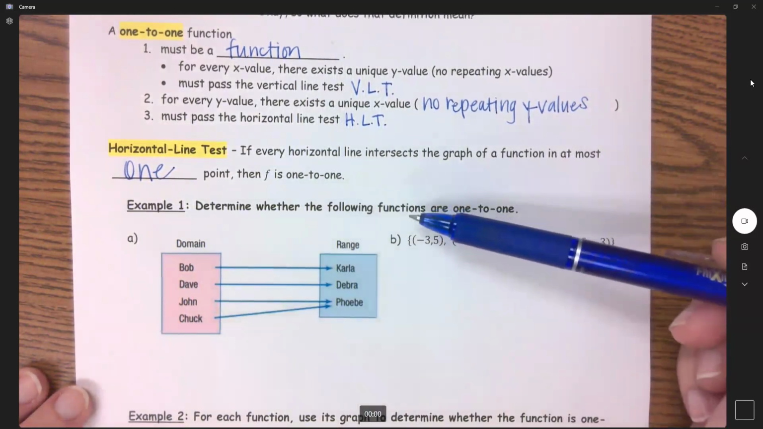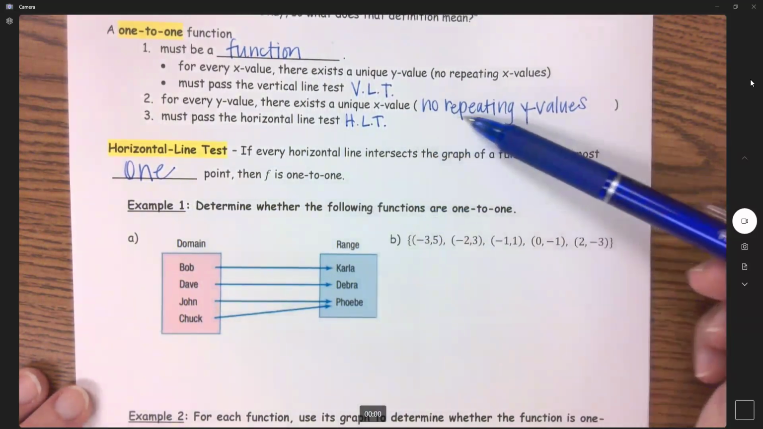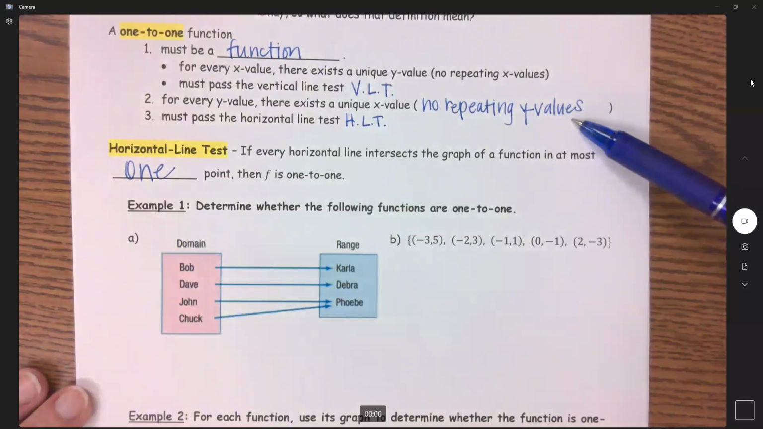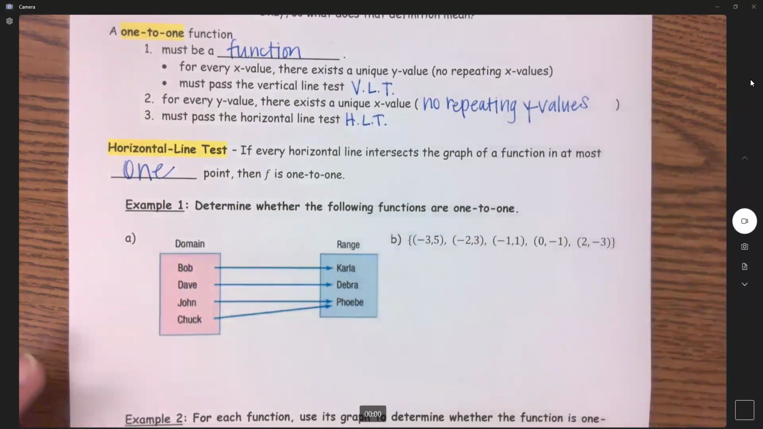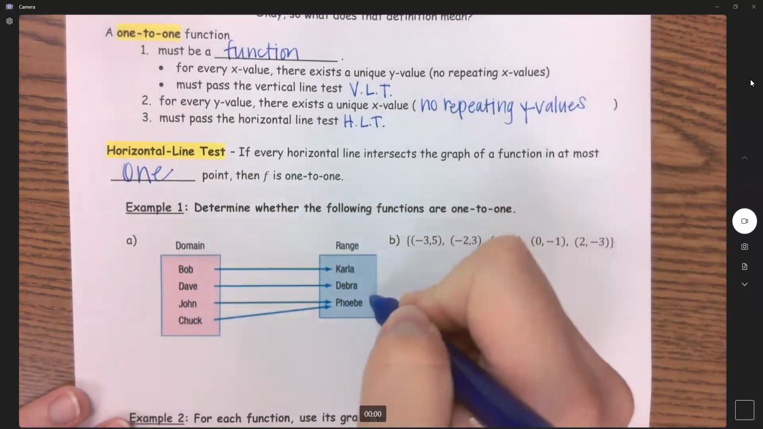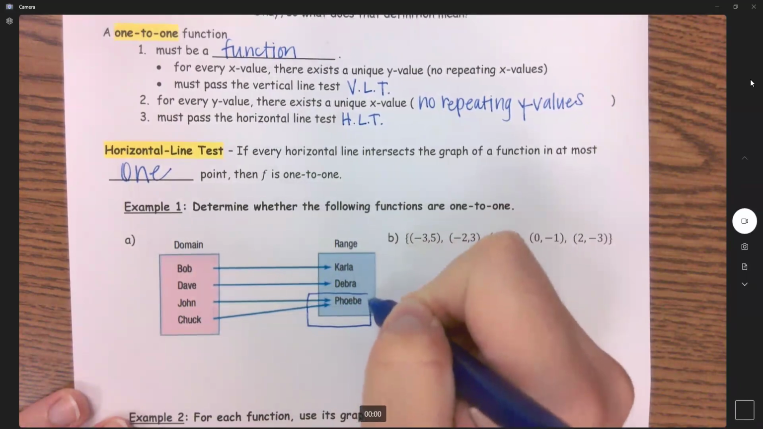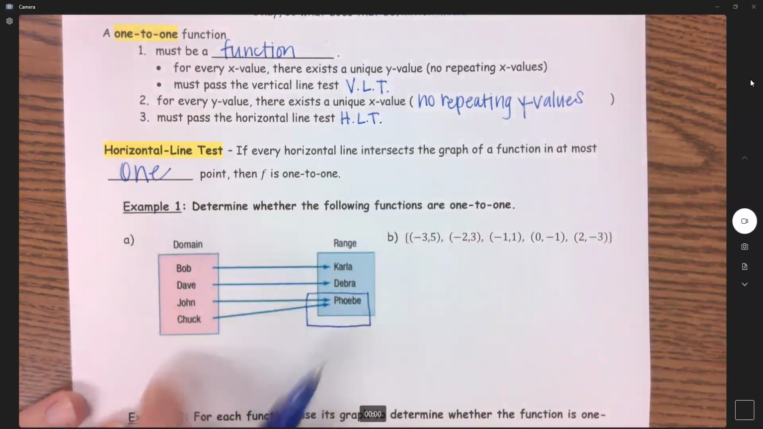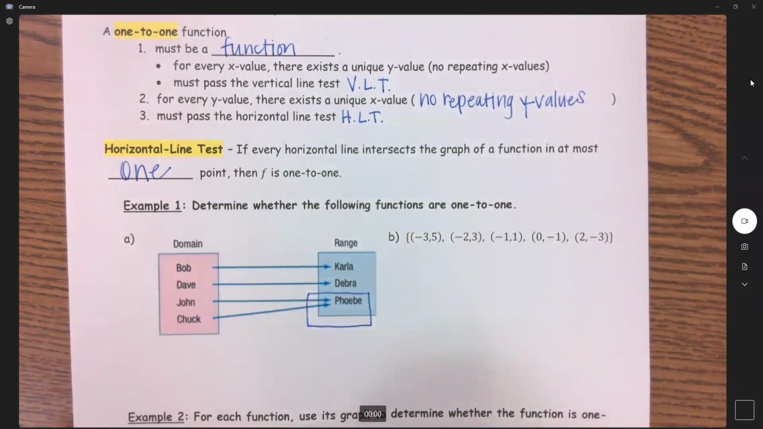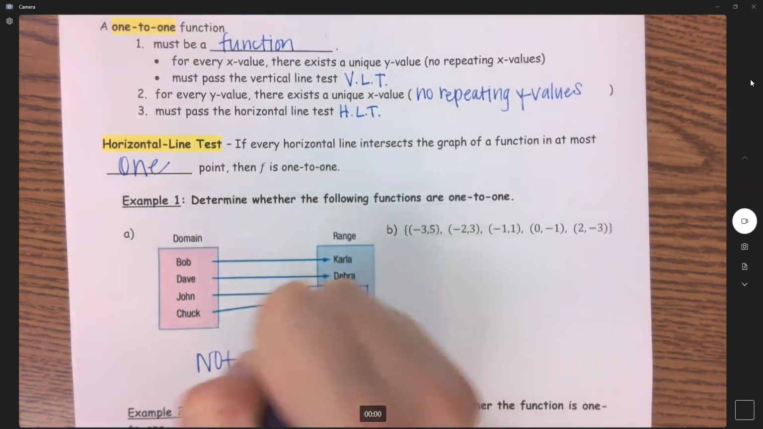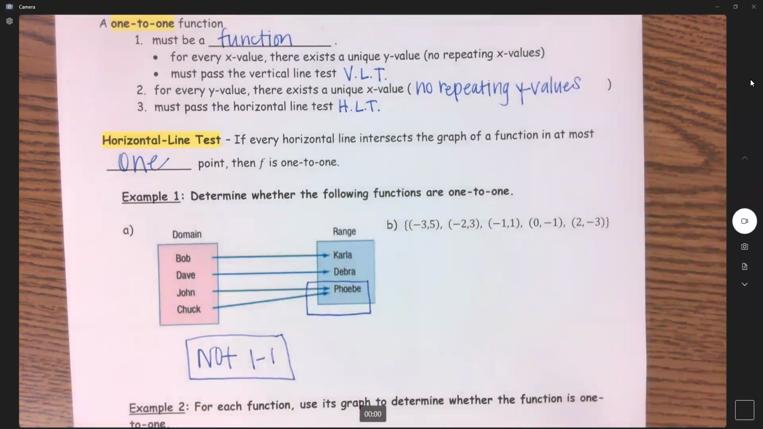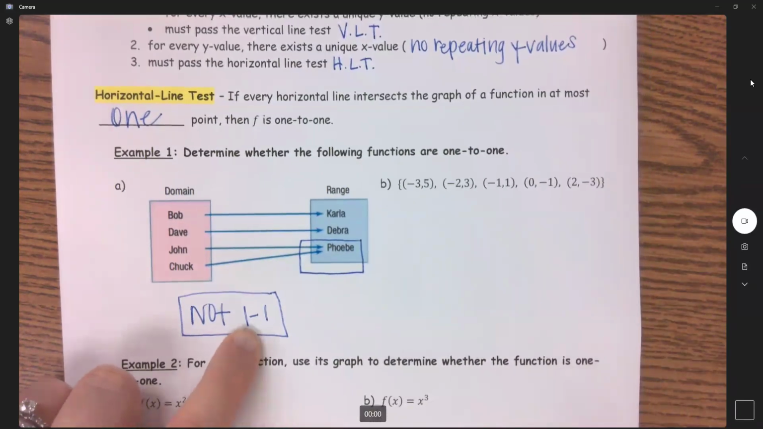So to determine if it's a one-to-one function, we need to make sure that there's no repeating y values either. Well, there's only one arrow going to Carla and Deborah, but because Phoebe here is talking to both John and Chuck, that makes this not one-to-one. And you can abbreviate one-to-one with a 1-1.